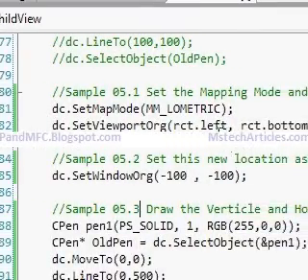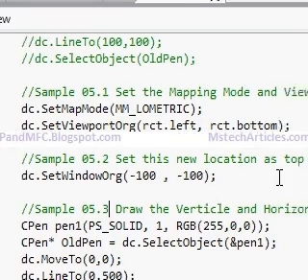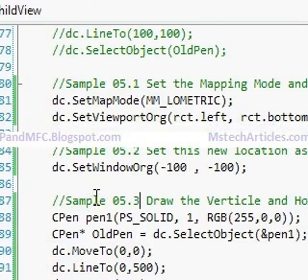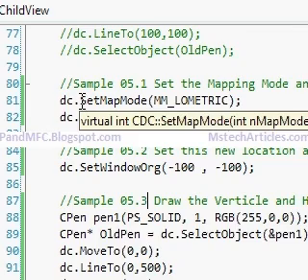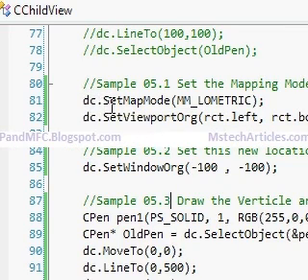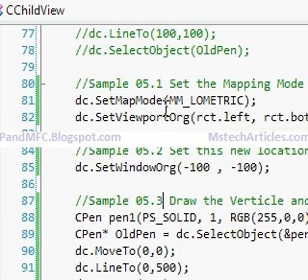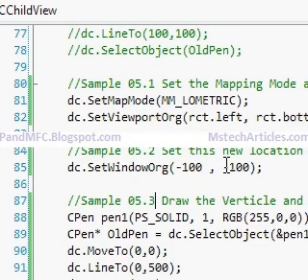In the previous video you saw what SetViewportOrg is. In this video we will explain what SetWindowOrigin is. The first thing I did is set the map mode as low metric. I hope no explanation is required here, as you are aware of SetMapMode, and a detailed explanation is given in the previous videos.